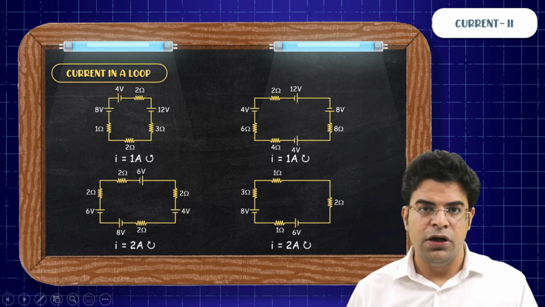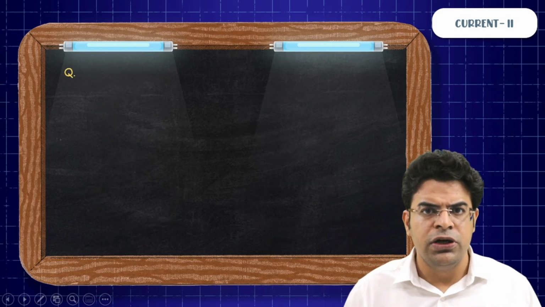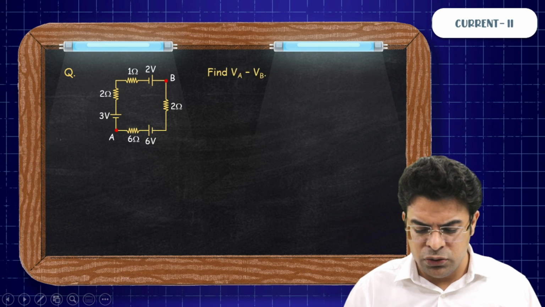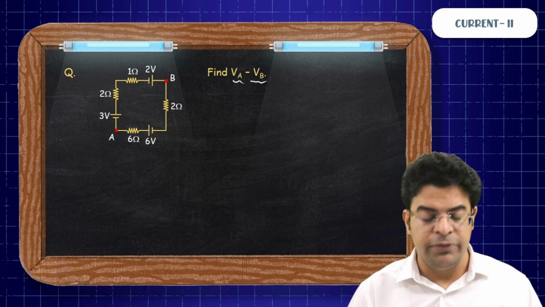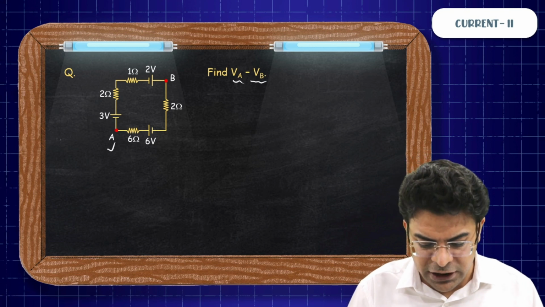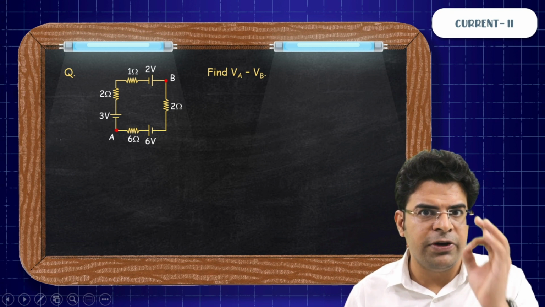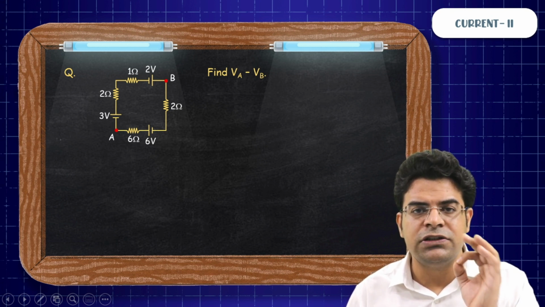Okay. They won't ask you a simple question like determine the current in a single loop. They will tweak the question a little bit and ask you a question like this: find VA minus VB. Here you can see that there is a single loop, but you need to find the potential difference between A and B. So first of all, to find the potential difference between A and B, you need to identify what is the current in this loop.